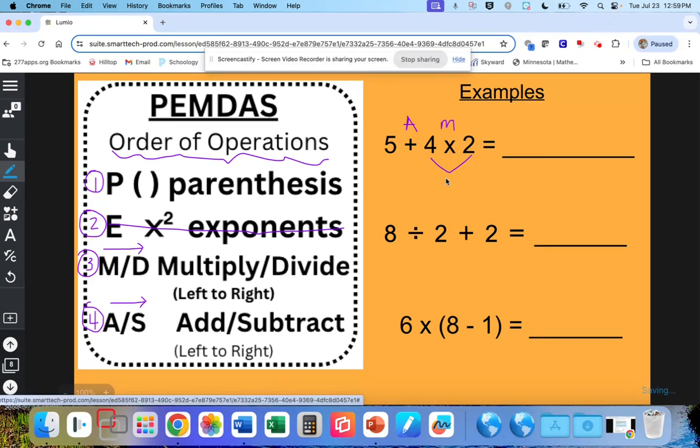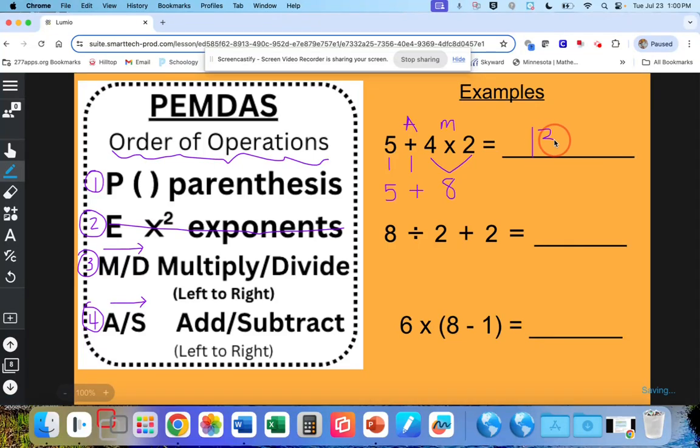4 times 2 needs to be solved before we do the addition. Now I like to show these little brackets and bring it down. And I keep everything else in order of how you see it. This is really important, especially if you get into subtraction. Now I'm left with my last step, 5 plus 8. And I know that 5 plus 8 is 13. So my actual answer is 13.